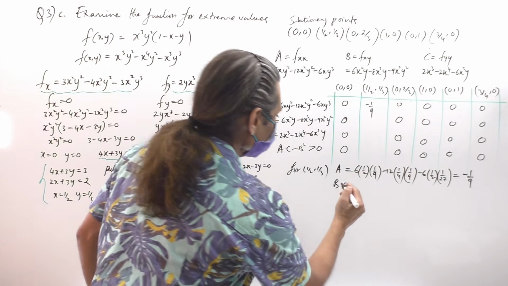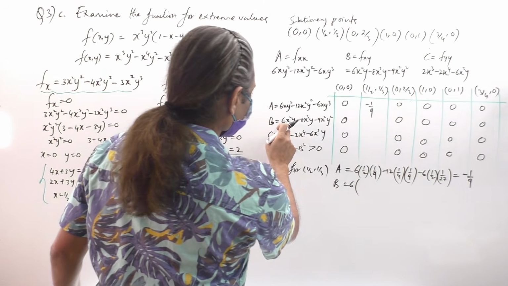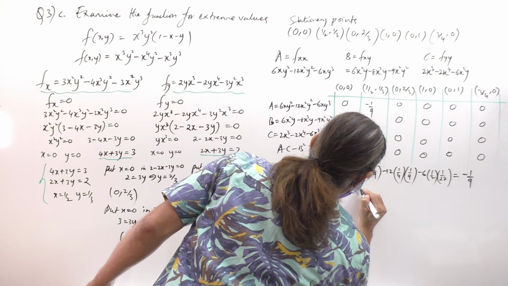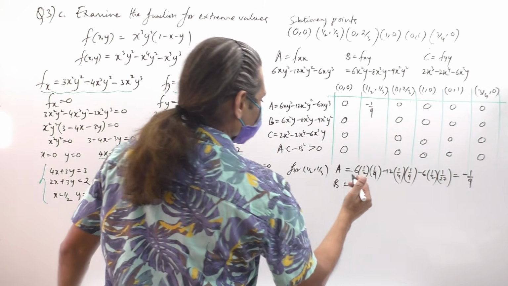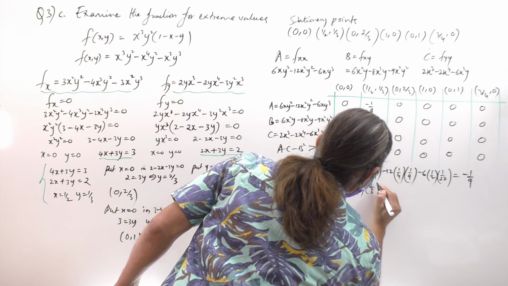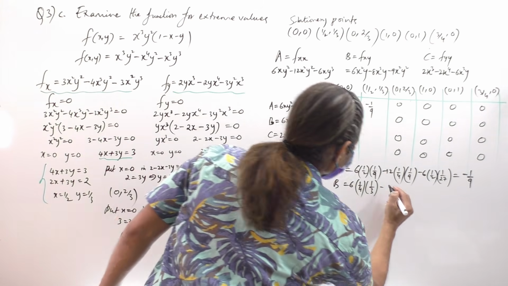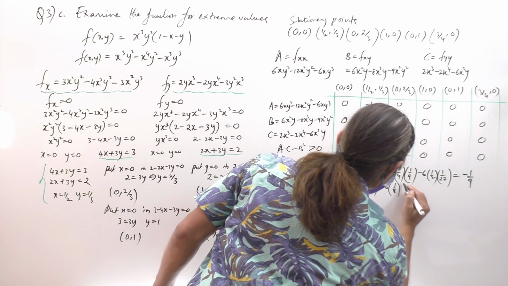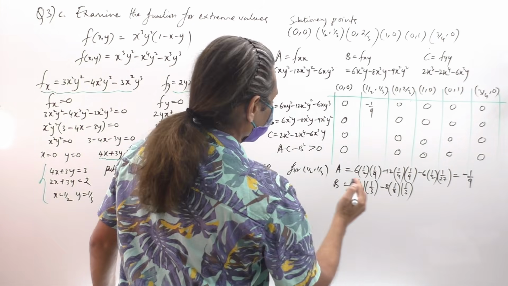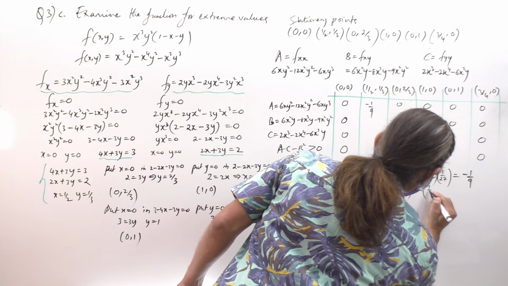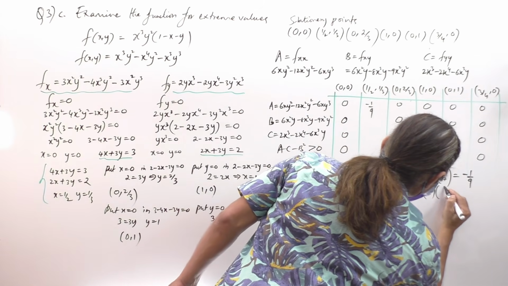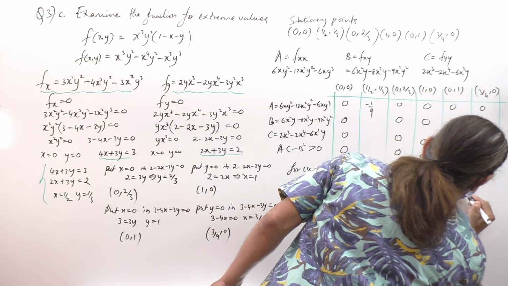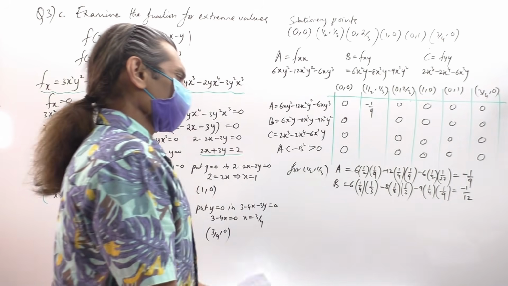Similarly, the b value here, you can evaluate: 6 into x square, so x square will be 1 by 4, into y is 1 by 3, minus 8 into x cube is 1 by 8 into y is 1 by 3, minus 9 into x square is 1 by 4 into y square is 1 by 9. So this also you can calculate. So the answer is minus 1 by 12. Okay. This is a standard question.